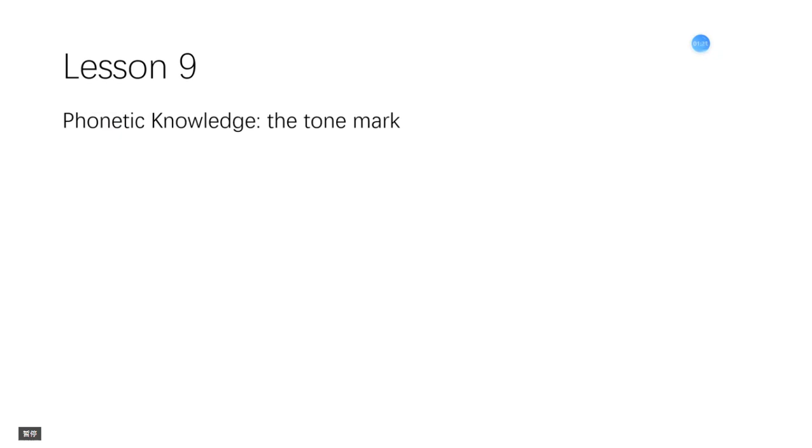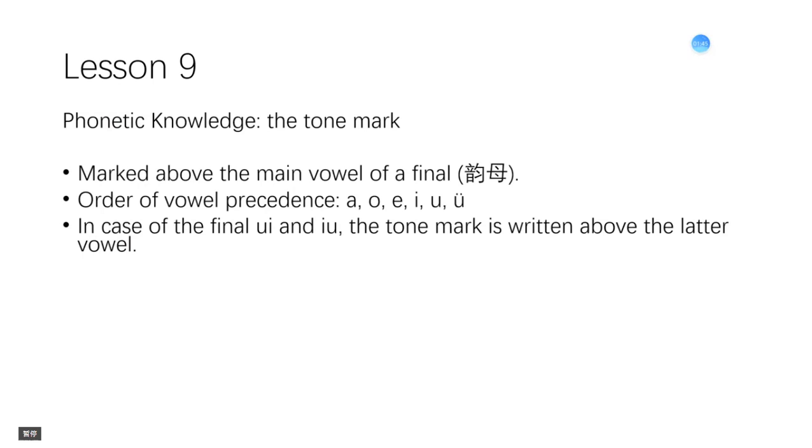But the thing is, sometimes a final consists of several different vowels, right? So in writing, we say a final usually consists of several different letters. So above which letter should we place the tone mark? That's the question, right? So here we've got some rules, okay?